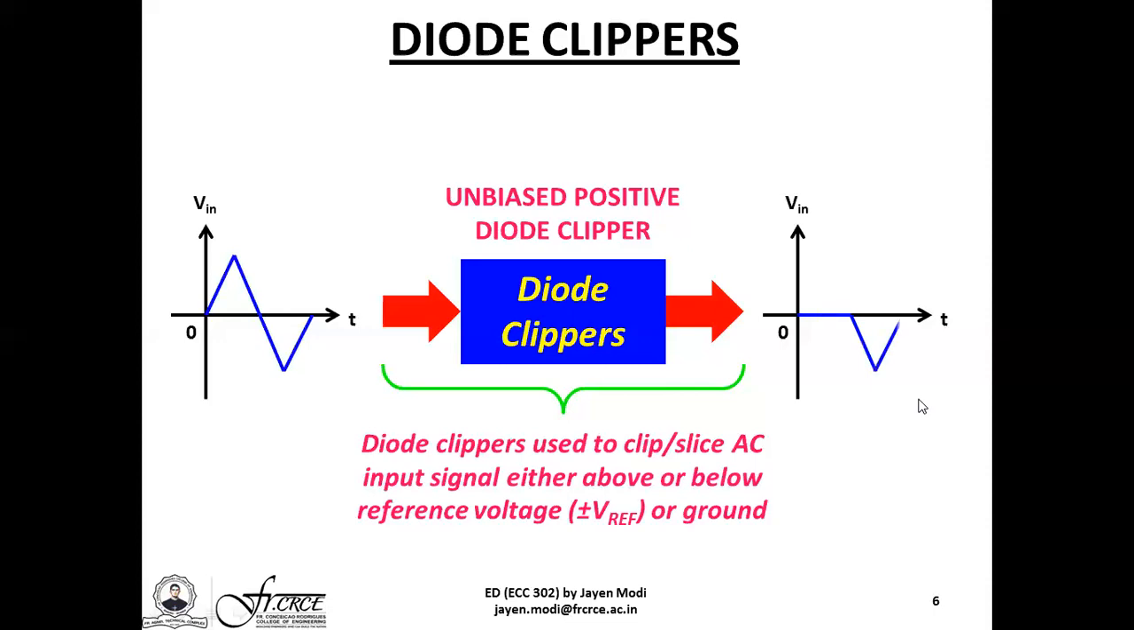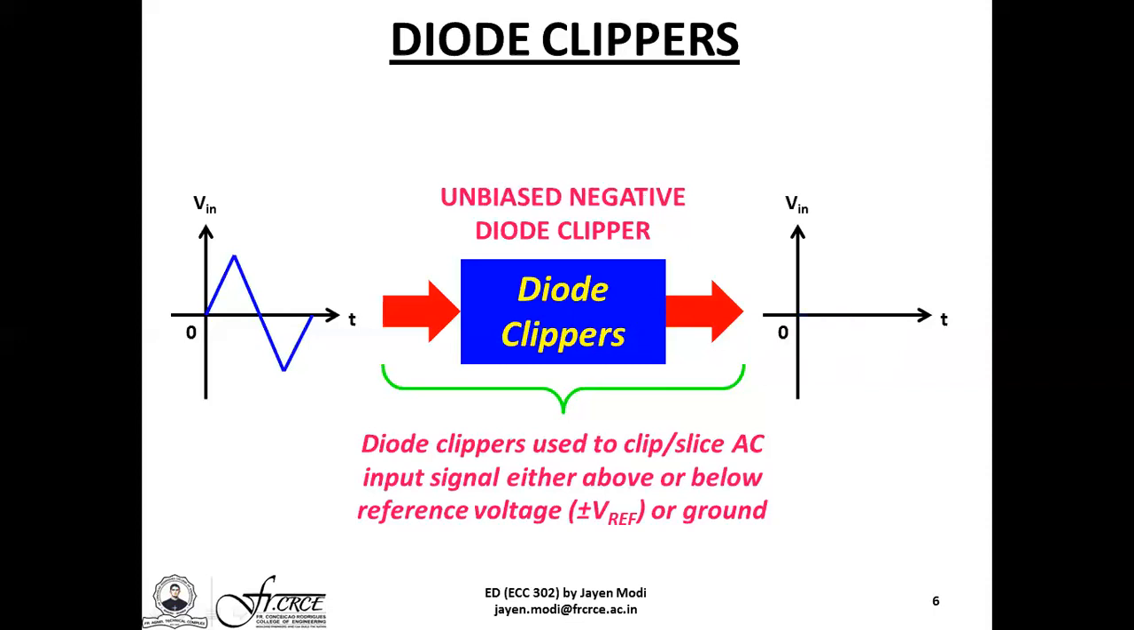So what we see is the positive half cycle has been completely removed, leaving only the negative half cycle coming at the output terminal. This is the basic principle of operation of an unbiased positive diode clipper circuit.